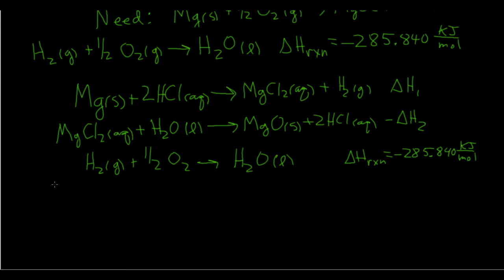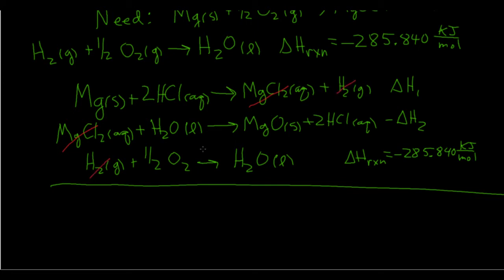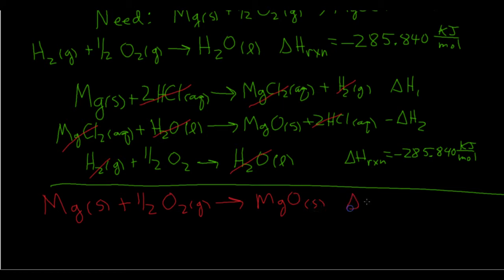Now if we add up these three equations, look what happens. The magnesium chloride cancels. The hydrogen cancels. And the hydrochloric acid cancels. And the water cancels. And what we have left is what we're looking for. This reaction describes the heat of formation of magnesium oxide.